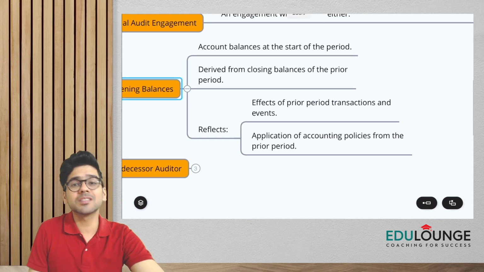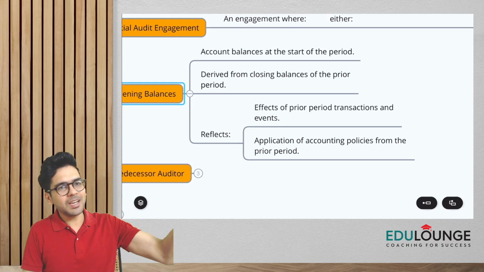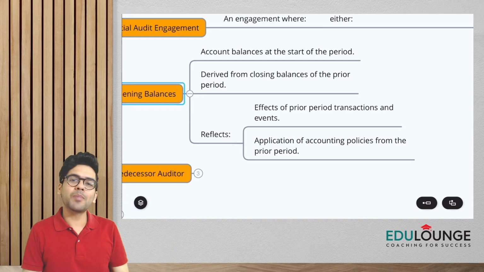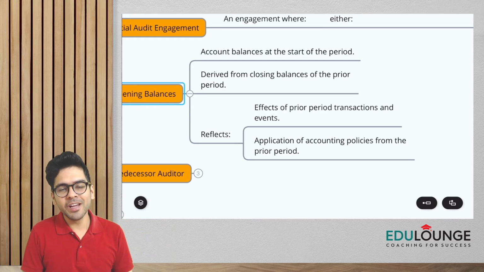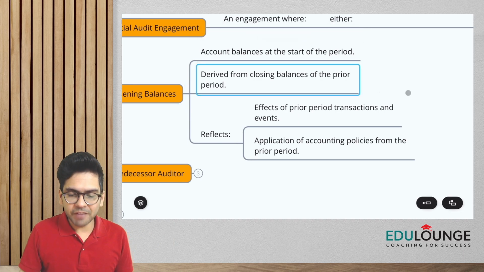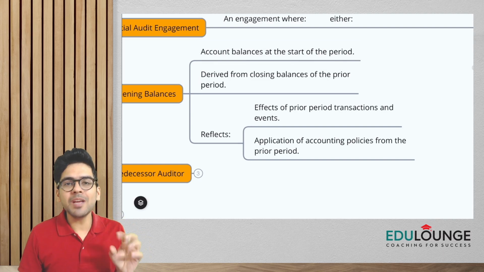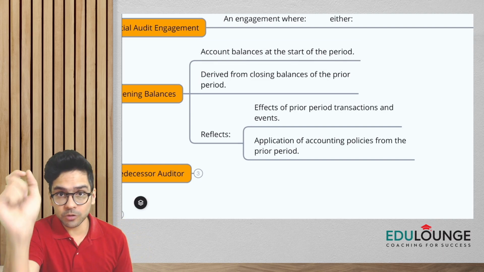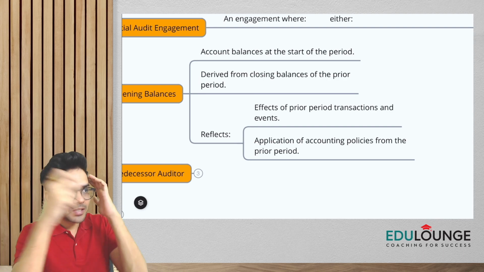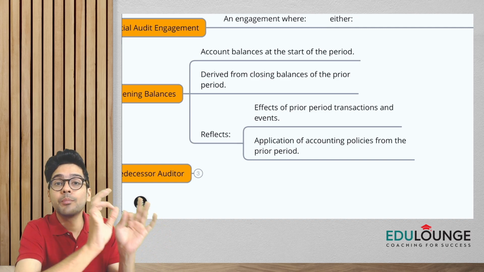Opening balance means account balances at the start of the period. And where do they come from? They are the closing balances of the prior period. You just bring it down, right? So account balances at the start of the period are derived from the closing balances of the prior period. Now when I say opening balances, it is not just the values, guys. Always remember, opening balances doesn't just mean the transactions and events, it also means the accounting policies.